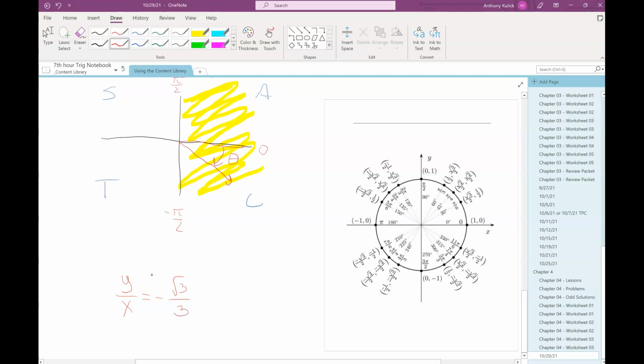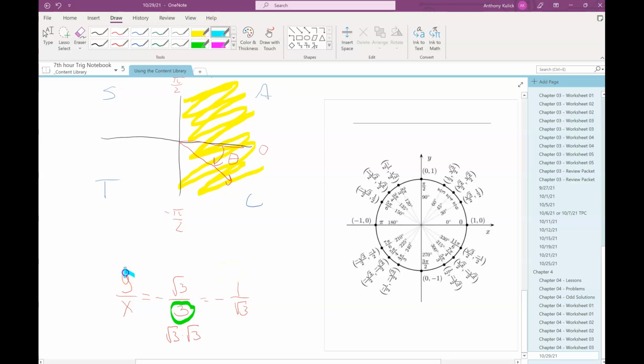And now I see a little bit of a problem, because none of the coordinates in my unit circle have just a regular 3 in it anywhere. Everybody see that? So what I'm going to do is I'm actually going to reduce this. You know that regular 3 is the same thing as the square root of 3 times the square root of 3. Is that okay? So I can reduce this down to 1 over the square root of 3.